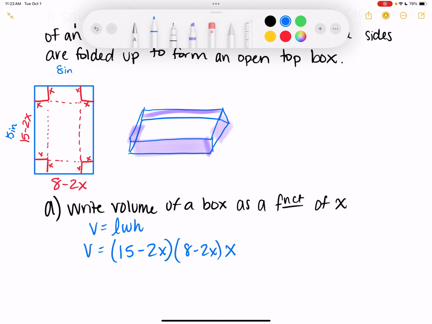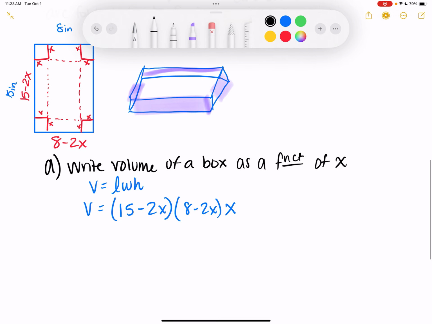Part B says to find the max volume. Depending on what the amount is that I cut out exactly will depend on the volume of the box, right? It's not going to stay the same regardless. So what we're going to do is type this function into our y equals.